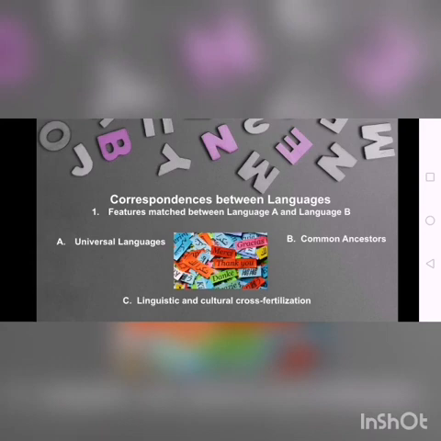So those features are universal to languages, those are the same verbs, nouns, pronouns. So all the languages follow that structure: subject, verb, and complement, right? Then we have common ancestors, that is, different languages come from the same ancestor. For example, Spanish and English come from Proto-Indo-European, right?